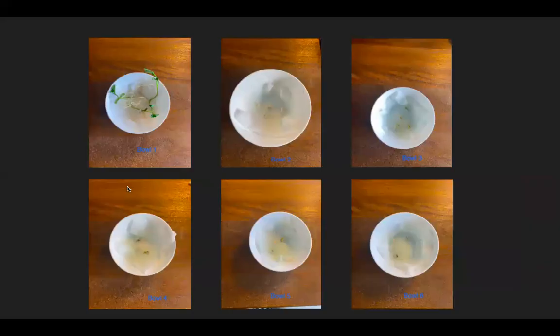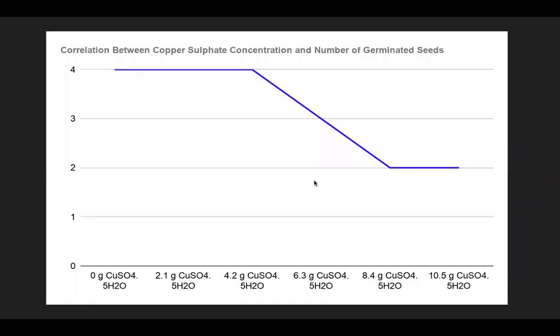These are images of the seeds in each bowl after 9 days of germinating. As you can see, bowl 1, which was the control group, grew significantly more than the following bowls. This is a graph showing the correlation between the concentration of copper sulfate and the number of seeds that germinated. This is an indirect relationship.